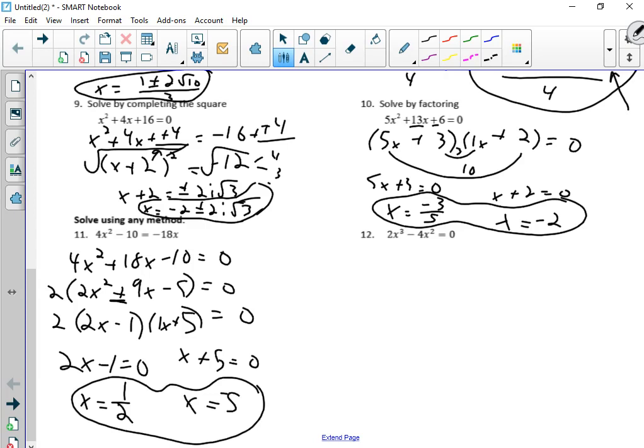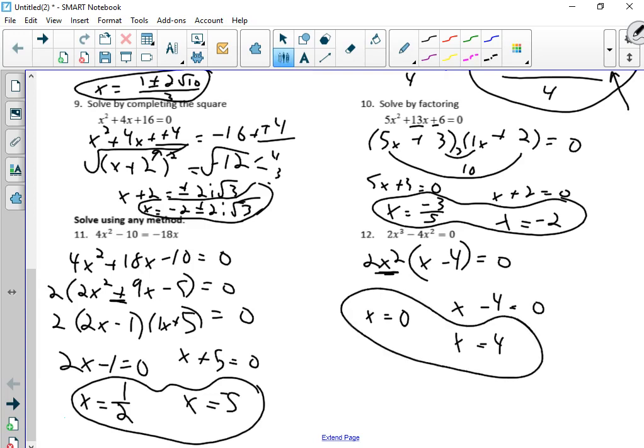Here, GCF. Can't do anything else. So I'm going to pull out a 2x squared. Remember, you've got to put this out here, though. You can't throw it away. That's going to leave me x minus 4 equals 0. Well, this one's easy. x is 0. You can divide by 2 and take the square root, but anytime you have a letter out here, no matter what the coefficient or exponent is, x is going to be 0. And then x minus 4 equals 0. Add 4 to both sides. There is my answer.